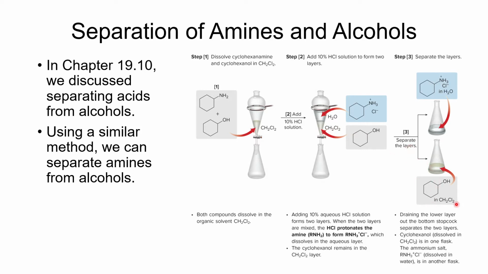We can separate those out, evaporate the solvents. So if we evaporate the dichloromethane, we can get our cyclohexanol back. And if we evaporate the water, we can get the cyclohexanammonium ion. I'm having trouble saying that now, but we can isolate this in the water, and we can evaporate the water off and get this.